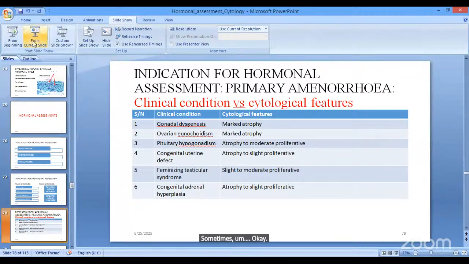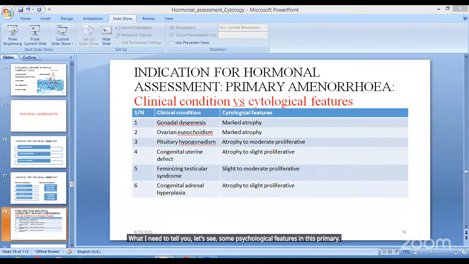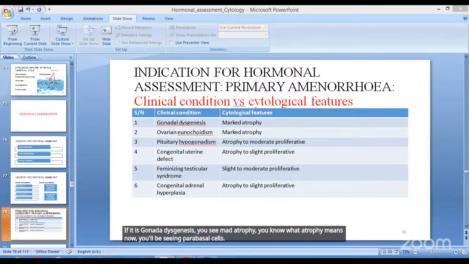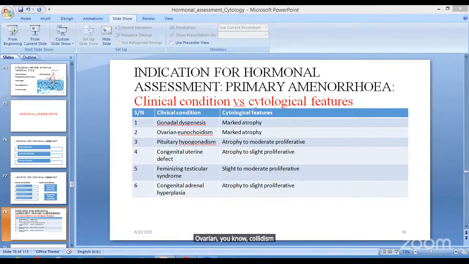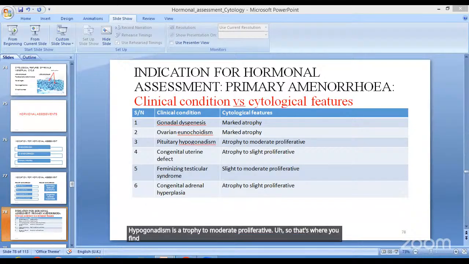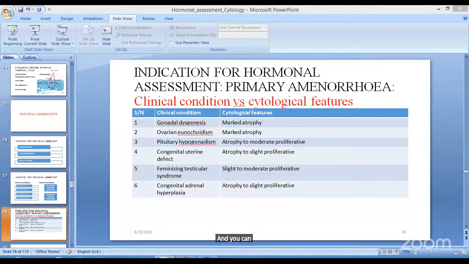Let's see some cytological features in primary amenorrhea. This table shows the clinical condition and the cytological features. If it is gonadal dysgenesis, you see marked atrophy. You know what atrophy means now. You'll be seeing parabasal cells. Ovarian eunuchoidism is marked atrophy. Pituitary hypogonadism is atrophy to moderate proliferative cells, where you find some superficial cells. If it is congenital uterine defect, it's atrophy, and you can see some superficial cells or effect of estrogen.